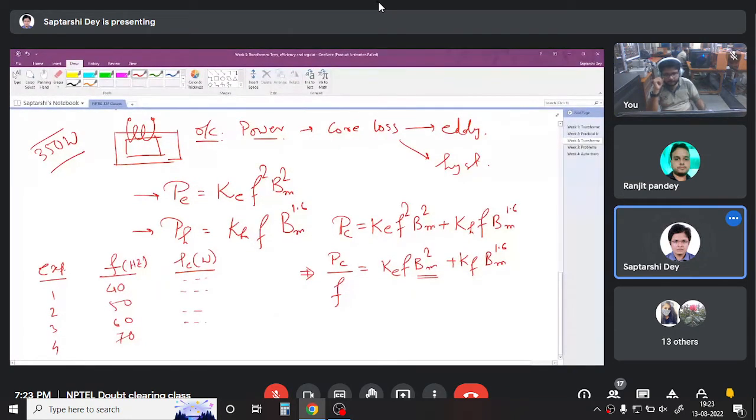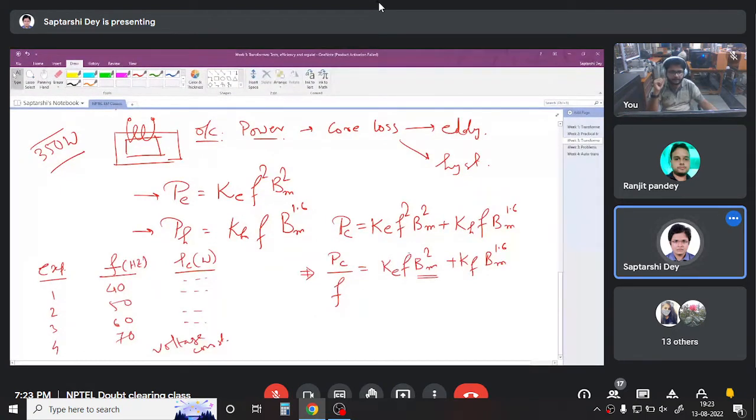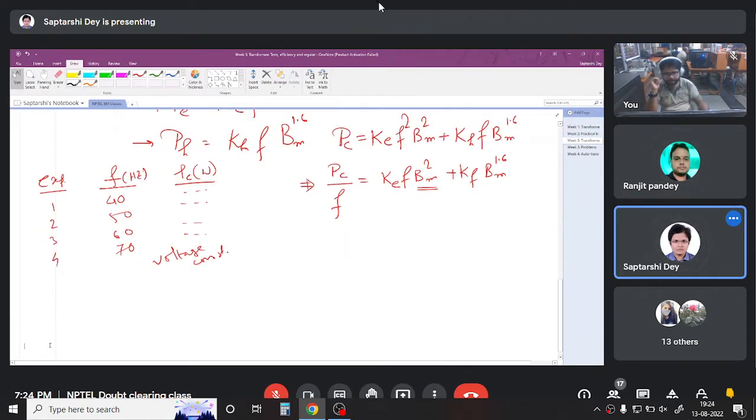Now you see, in all these cases, I keep the voltage constant. In all cases, we have to keep the voltage constant. We are varying the frequency, doing the experiment with varying frequency. Okay, sir. Now we have this data.